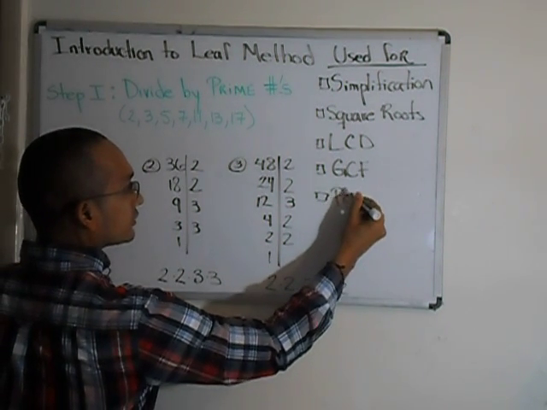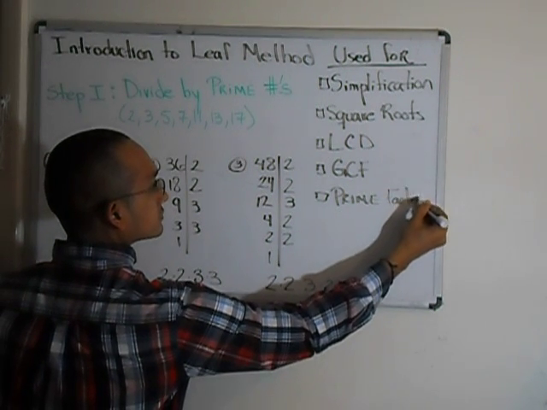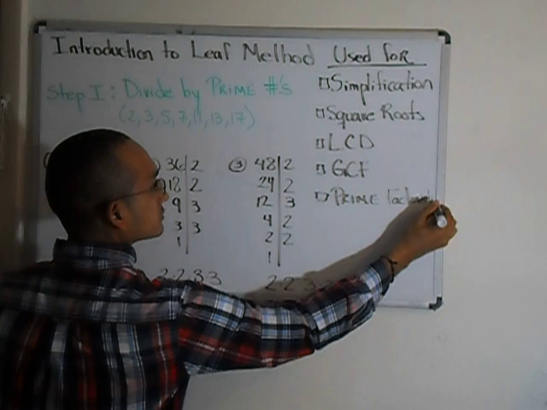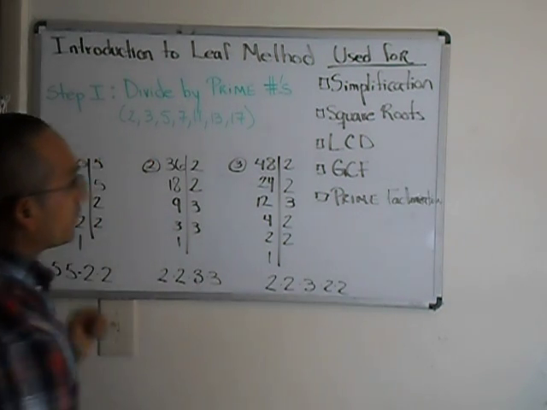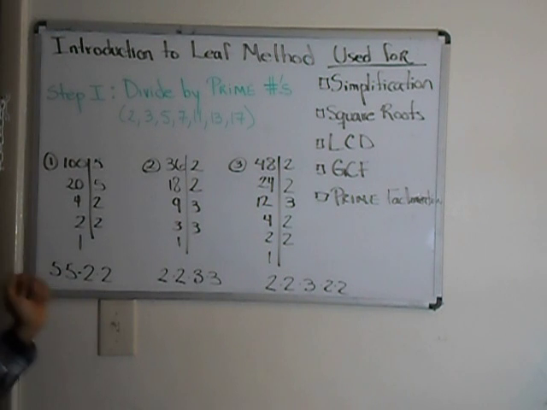So an additional use for the leaf method is prime factorization. Okay, we'll stop there and we'll come back for another lesson.